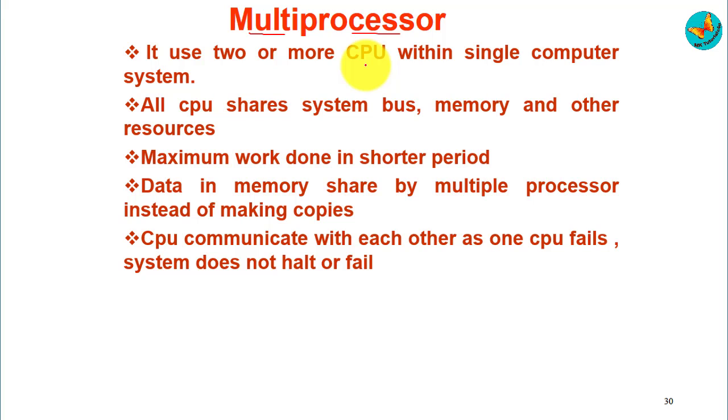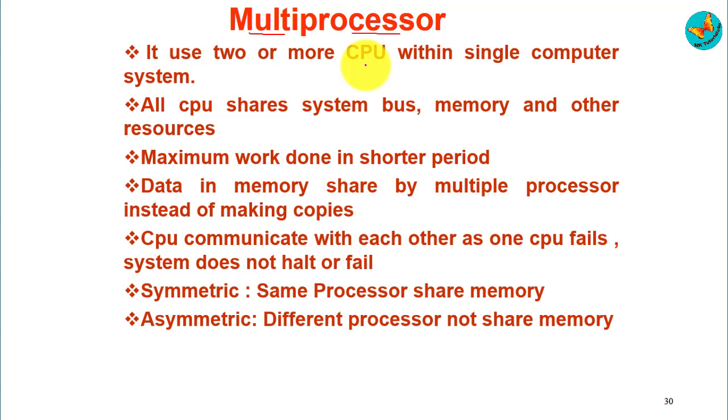Here, what is the advantage of having multiple CPUs? Suppose due to some reason one CPU fails, then the system will not halt. The CPUs will communicate with each other, and the system will keep on working, excluding the failed CPU.